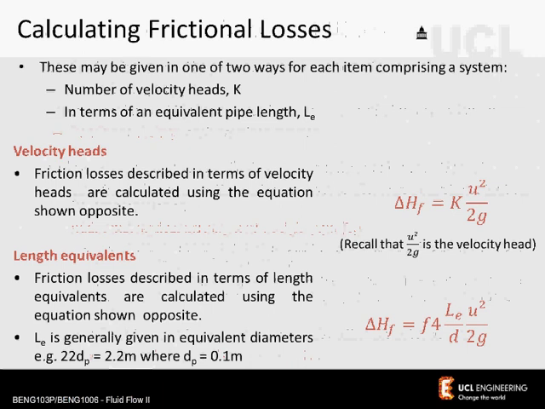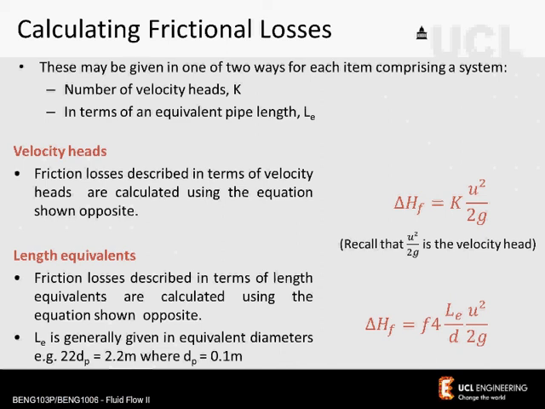So there are two different equations that are used to calculate delta HF, depending on whether you're using the velocity heads method or the length equivalence method to take account of your bends and fittings. If you're using the velocity heads method, then the friction losses are described in terms of velocity heads and are calculated using the equation on the right there. Delta HF is equal to K multiplied by U squared over 2G. Remember that U squared over 2G is the velocity head, so a K value for a particular fitting is expressing the resistance of that fitting in terms of velocity heads.